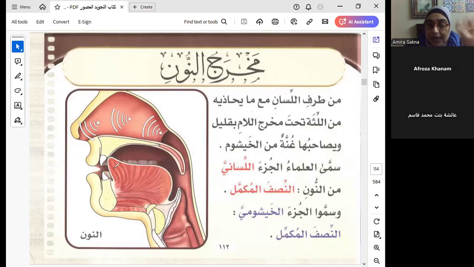The fourth main characteristic, or sifa, for noon is the ghunna. Regarding noon and mim, ghunna is part of the pronunciation of the letter. If I do not produce ghunna, you will not be able to hear the noon. If I close my nose, the sound of noon will be inaudible. You cannot distinguish the sound of noon.